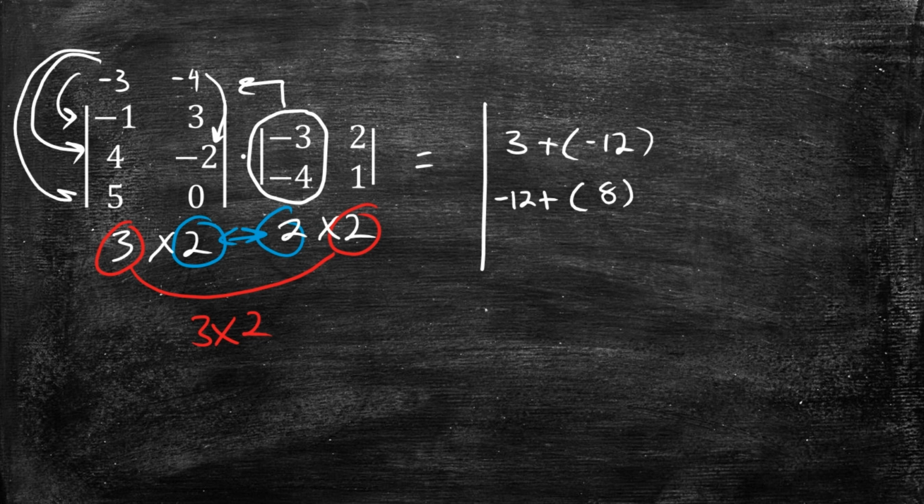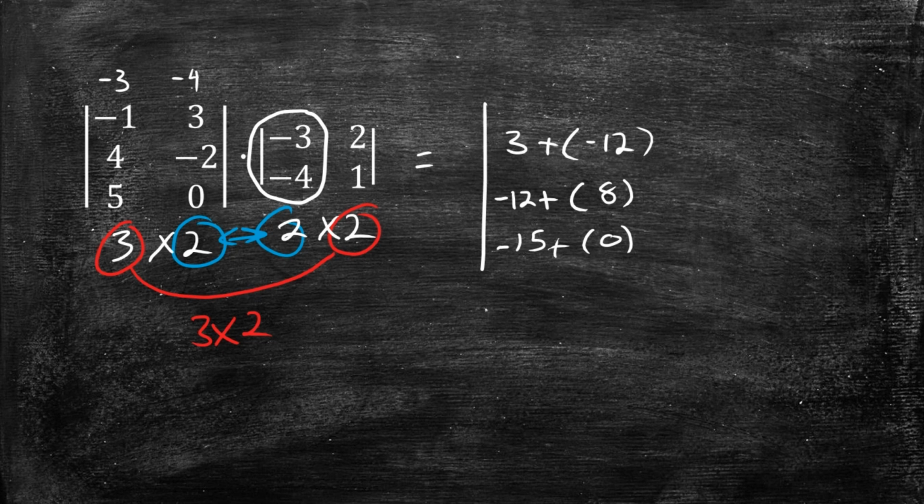And now the last one, we go down to the last row there. -3 times 5 is -15, plus -4 all the way down times 0 is 0, like that. Okay, so now our first set is complete here. And what we want to do is look at the second column, this one here, and bring that over the top. So we have a 2 and a 1.